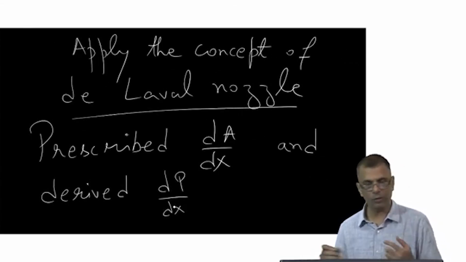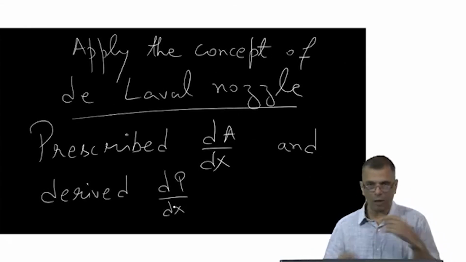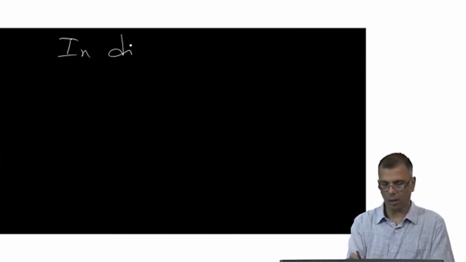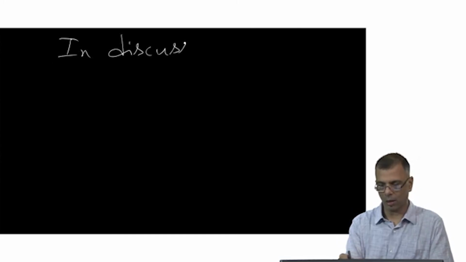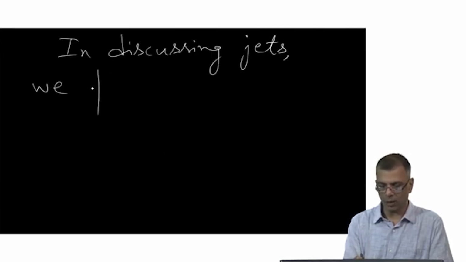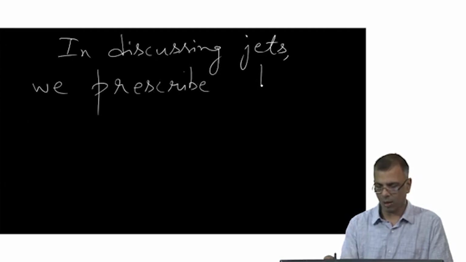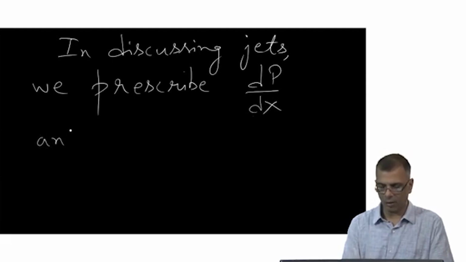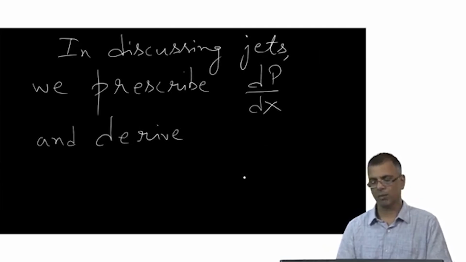Okay, that's how we have been doing this. For astrophysical jets, we will do the opposite. In discussing jets, we will do the opposite. We prescribe the pressure gradient and derive dA/dx.